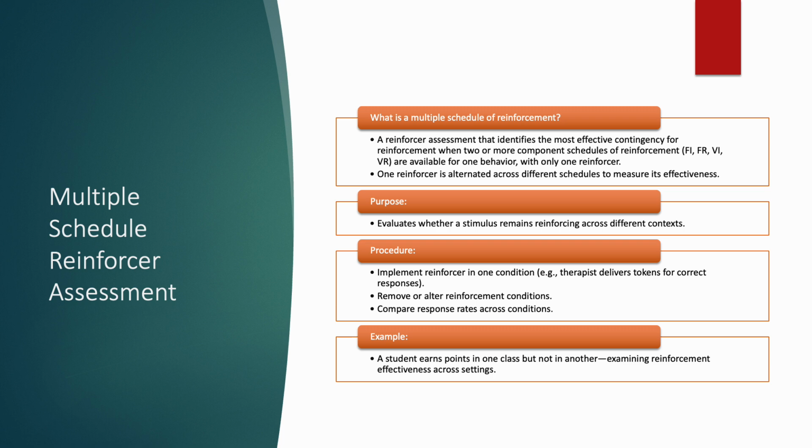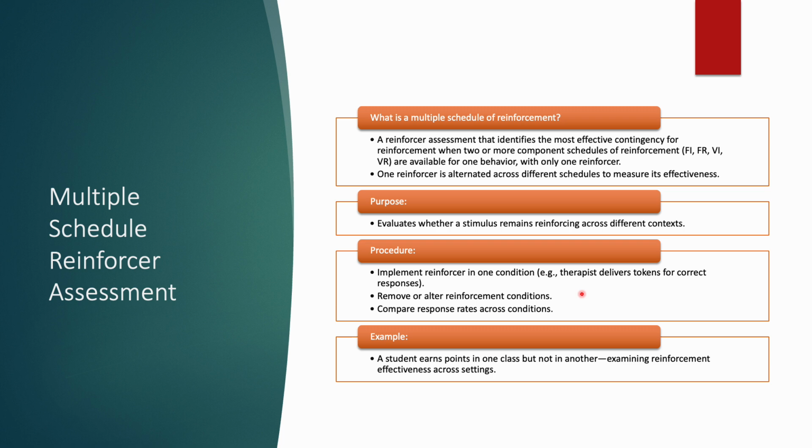Okay, so the way that you conduct this type of assessment, you implement the reinforcer in one condition so that therapists can deliver tokens, for example, for correct responses in one condition, and then you would remove or alter the reinforcement conditions for the upcoming condition. And then you just compare the response rates across those different conditions. And those examples that I just gave you can see how a person responds with mom versus how they respond with dad, because those two people, it's not about the individuals themselves, but the different schedules of reinforcement that they each deliver. You can compare whether the stimulus still functions as a reinforcer or not in those different contexts.